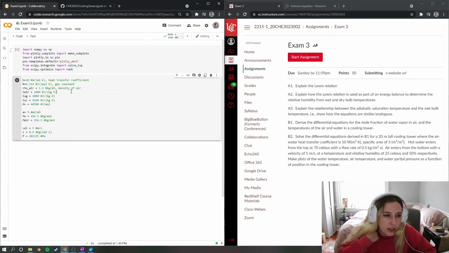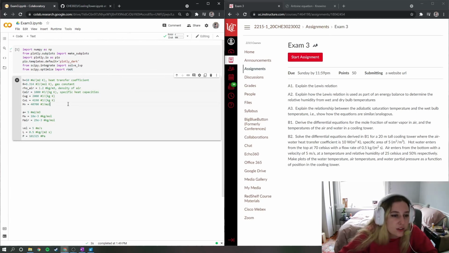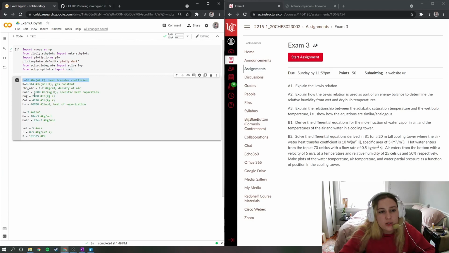Then we have the specific heat capacity of air, water as a gas, and water as a liquid. So these are all in joules per kilogram Kelvin. And these are also not given in the problem, but can just be found online or in the textbook. I'm not going to write this for all the lines, but that applies to these three. And then we have the heat of vaporization, or the enthalpy of vaporization, for water, which can also just be looked up and Googled. So this one's given in the problem, and then these are just known variables that we typed out.